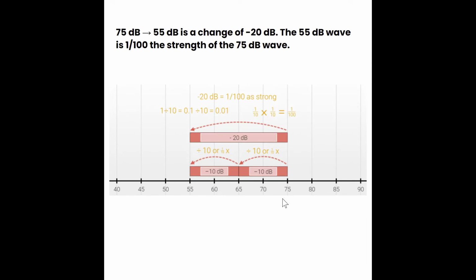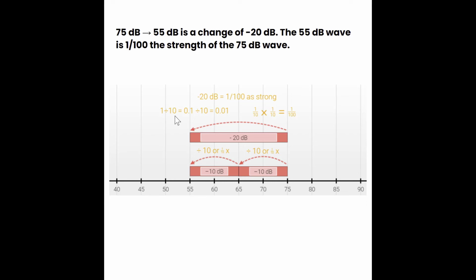Let's look at an example using our tens. This wave started at 75 decibels and decreased to 55 decibels. That was a negative 10 jump, creating a wave that is 10 times weaker, and then another negative 10 jump, causing the wave to become yet another 10 times weaker. So we can say that the intensity has decreased by a factor of 10 once, and then a factor of 10 again. Or we can say it's 1/10 as strong, and then another 1/10 as strong.